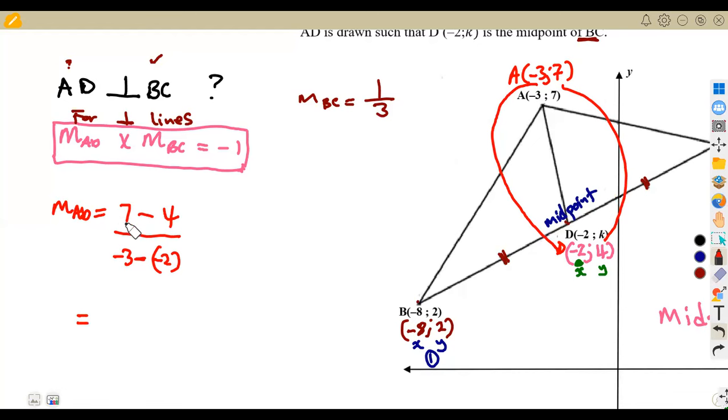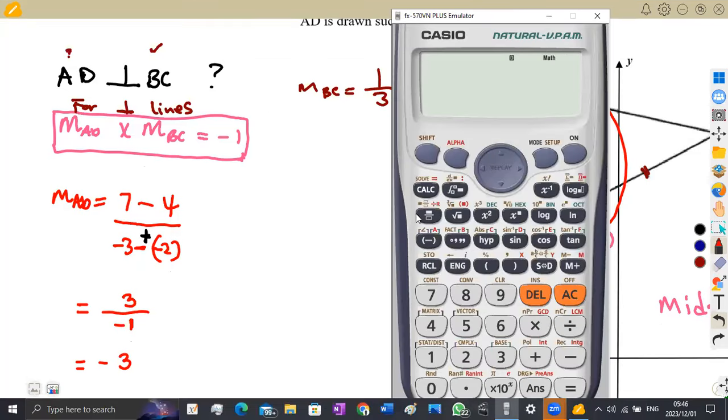As we can see, if we simplify, 7 minus 4 is 3, over -3 minus -2, which becomes a plus: -3 plus 2, which is -1. So this is going to give us -3. Let us prove it on our calculator by finding everything at once. We have the fraction (7 minus 4) over (-3 minus (-2)), just open a bracket for that. So this is -3.